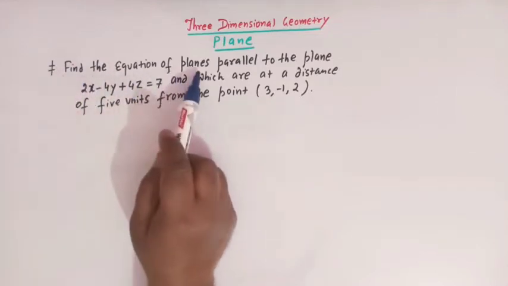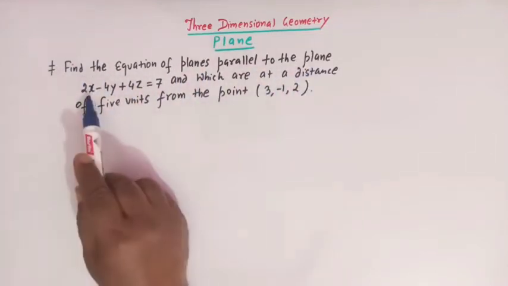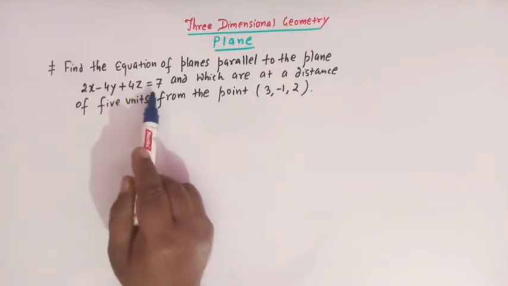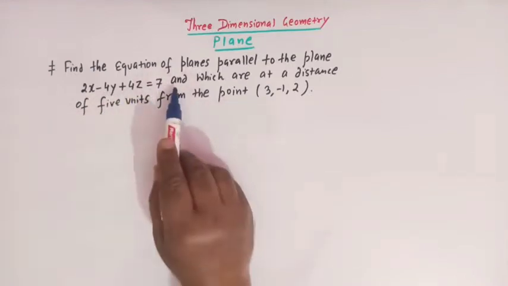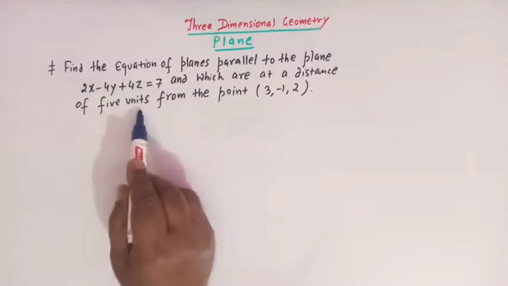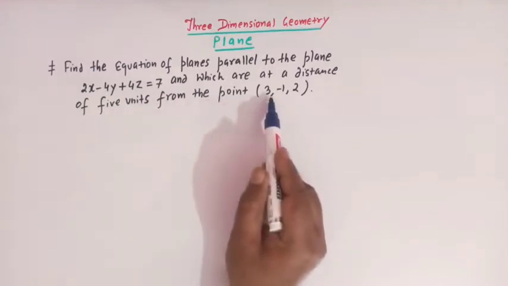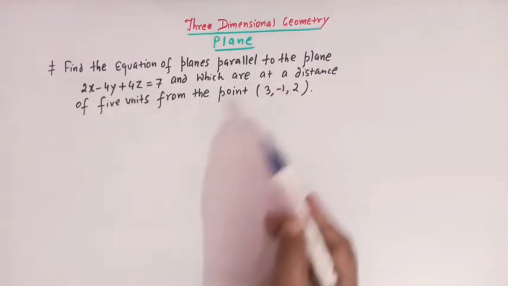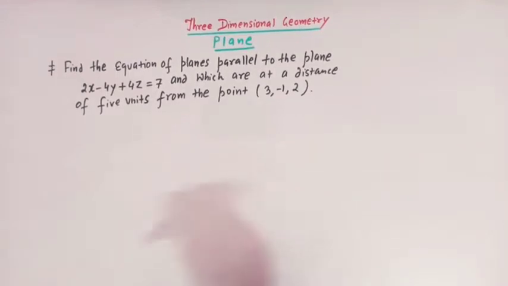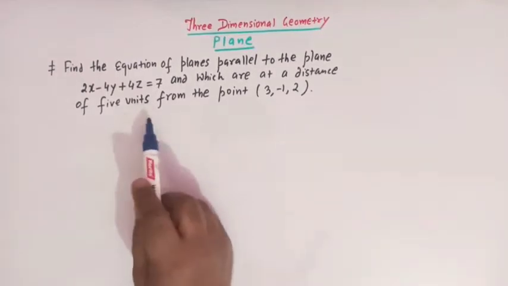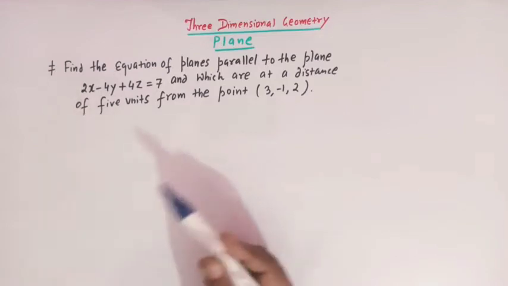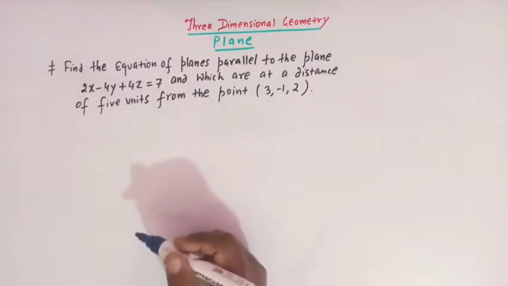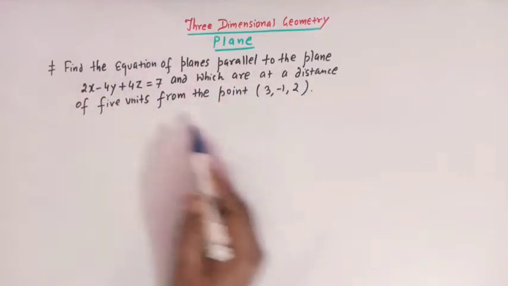Find the equation of planes parallel to the plane 2x minus 4y plus 4z is equal to 7 and which are at a distance of 5 units from the point (3, -1, 2). So let us start, and here let us first draw a rough diagram corresponding to this problem.